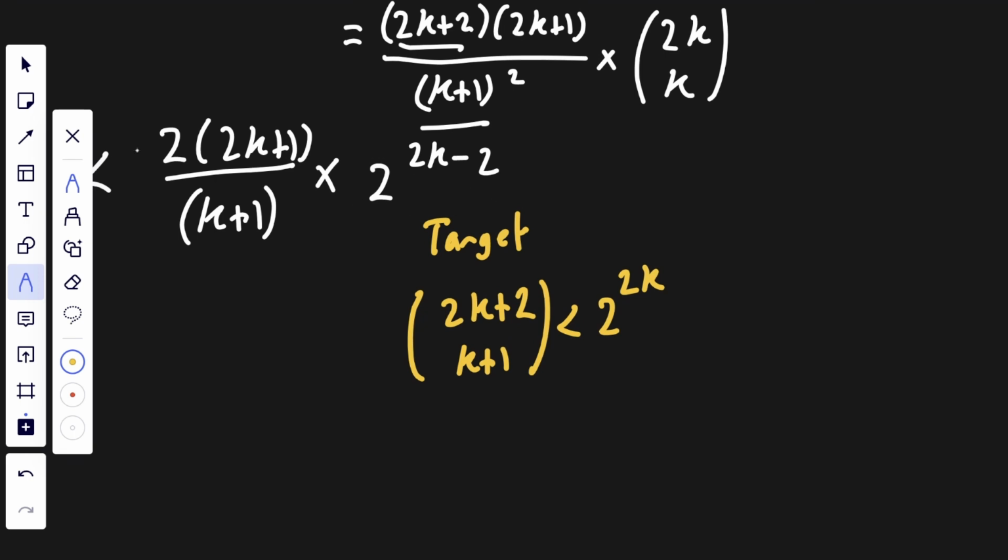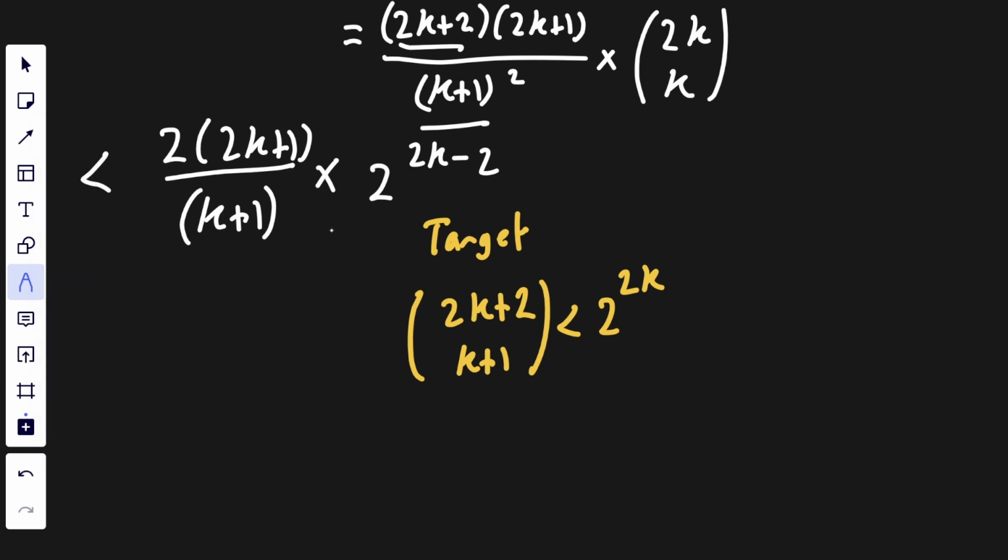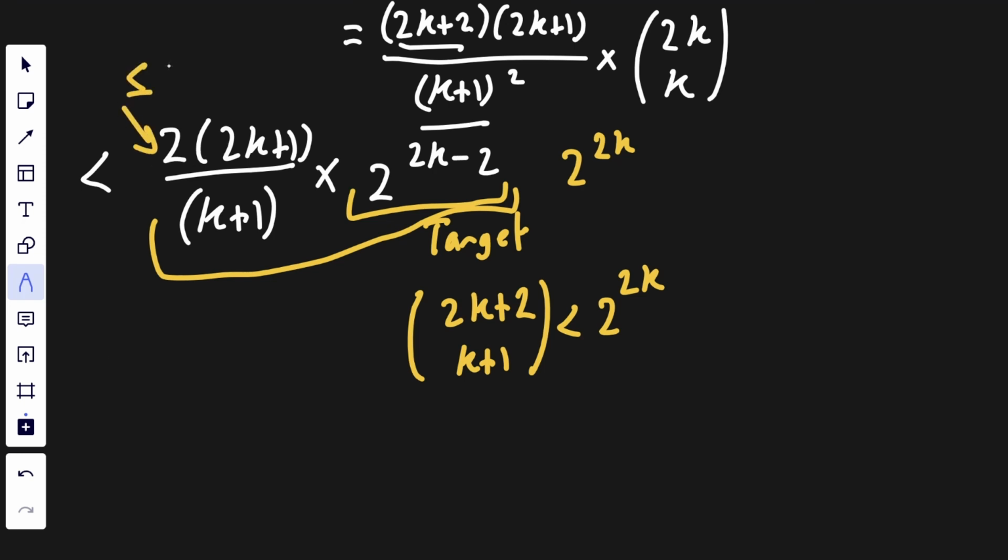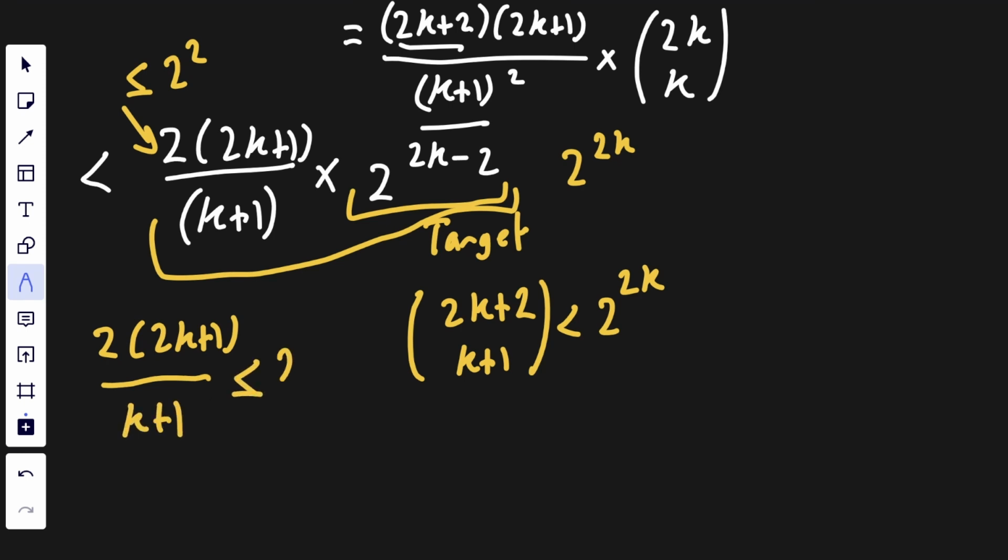So we're almost there. We just need this here to be 2 to the 2k. Now, I've already got 2 to 2k minus 2, so I need to multiply by 2 squared. So I need to show that this here is less than or equal to 2 squared. So let's write this out. So 2 times 2k plus 1 over k plus 1 is less than or equal to 2 squared.